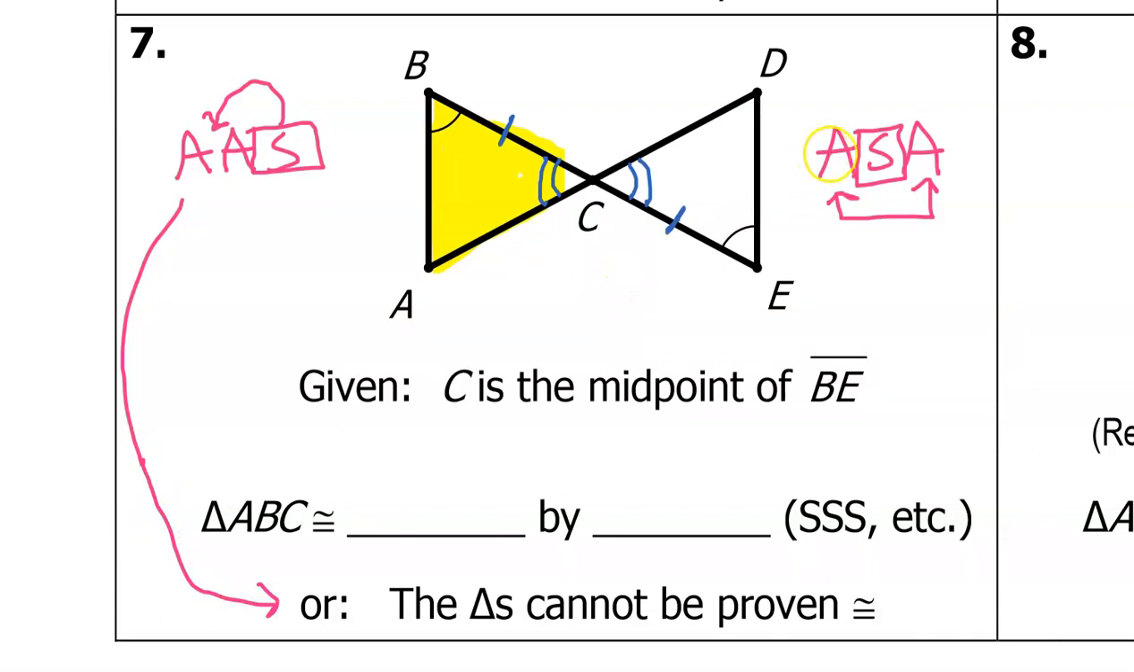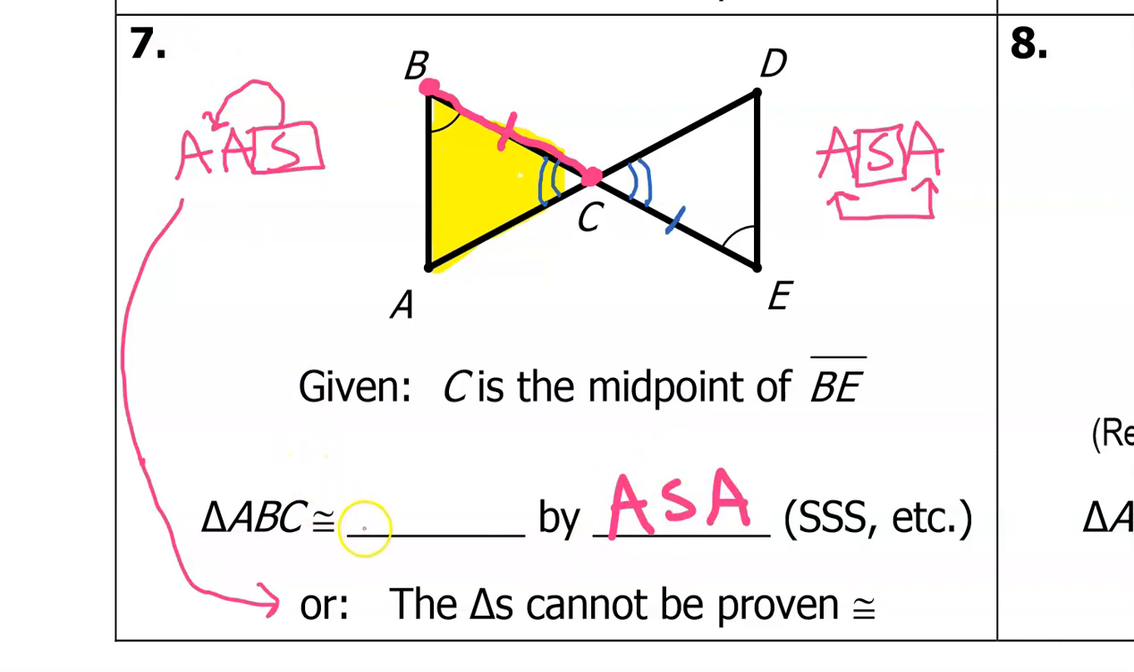So let's see. Focus on the two angles. Here's one angle that's marked. Here's the other angle. This is the side that's between them. Is that the side that is marked? It is. So this side is between the two angles, which makes this angle, side, angle.